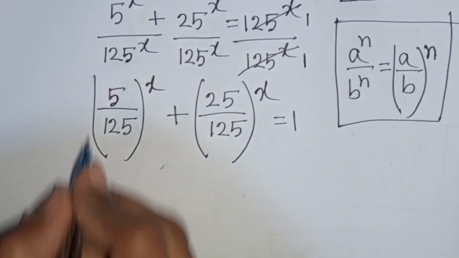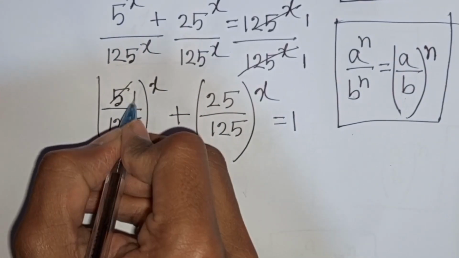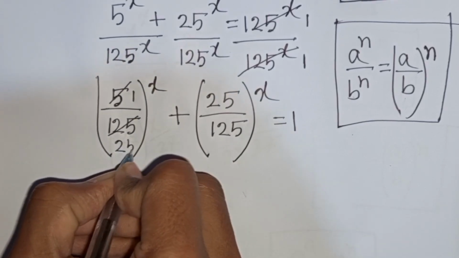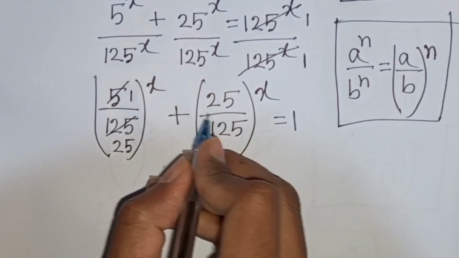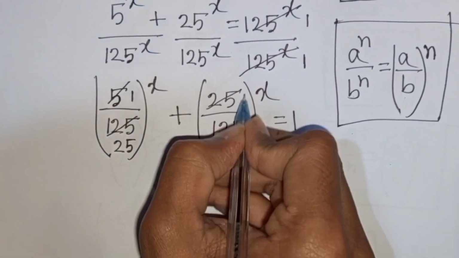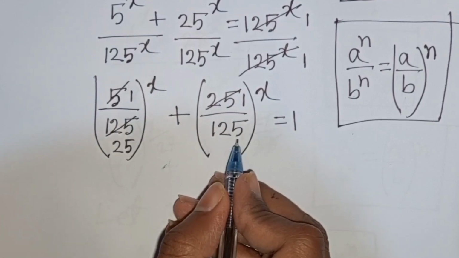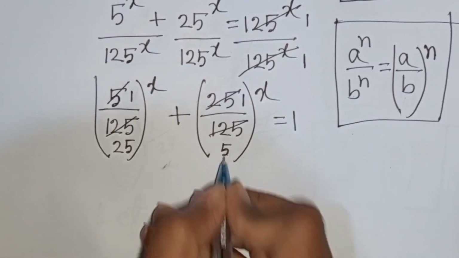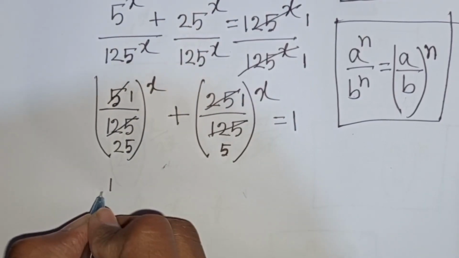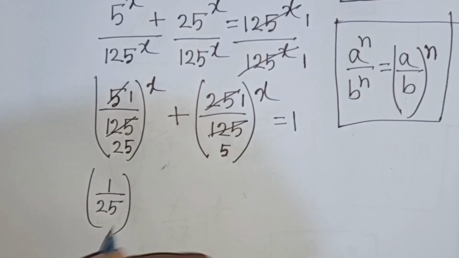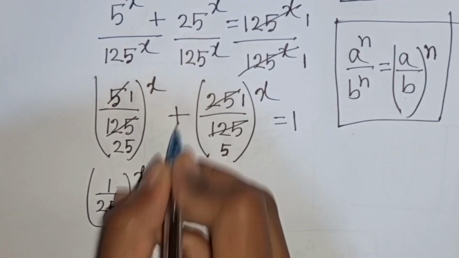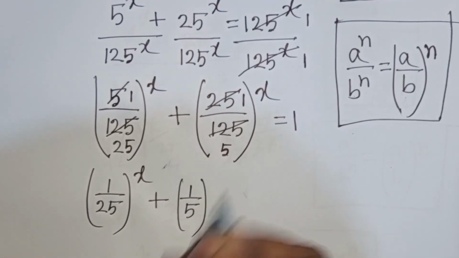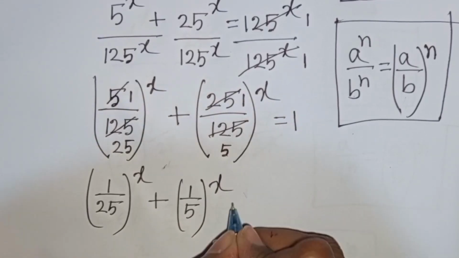Now 5 divided by 5 is 1. 125 divided by 5 is 25. Then 25 divided by 25 is 1. 125 divided by 25 is 5. So we have (1 over 25) to the power of x plus (1 over 5) to the power of x is equal to 1.